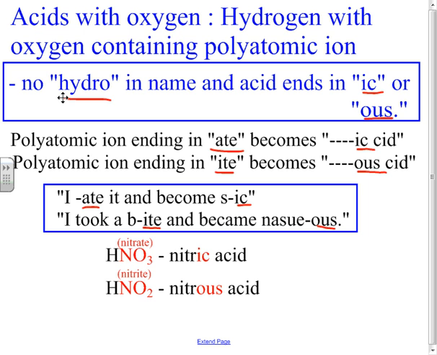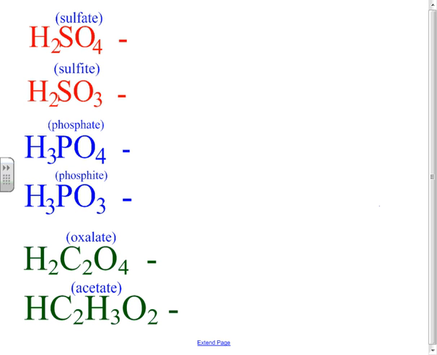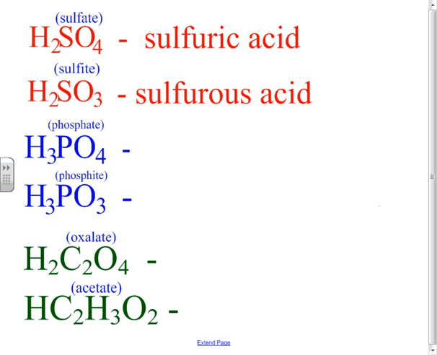And so if we have hydrogen with a nitrate polyatomic ion, so ate, the acid is going to end in "ic" and no hydro in front of it, so just nitric acid. Hydrogen in the nitrite polyatomic ion becomes nitrous acid. So again, "ite" and "us", ate and "ic". And so if we look at H2SO4, hydrogen in the sulfate polyatomic ion, that is going to be sulfuric acid. Hydrogen in the sulfite polyatomic ion is going to be sulfurous acid.